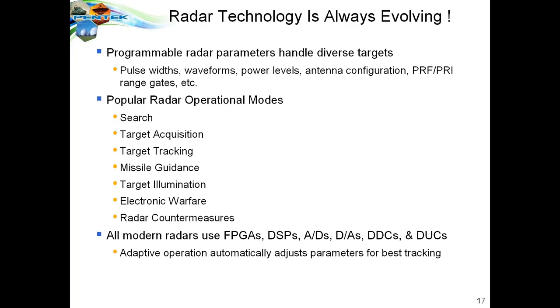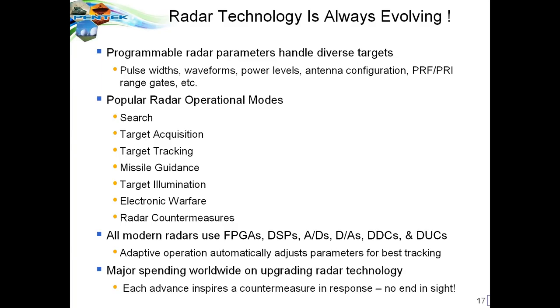But each of these modes can take advantage of new technology for FPGAs, DSPs, A to Ds and D to A converters, digital up converters and down converters. And you can also have these different devices adapt to changing conditions so you can do a better job of tracking. And with the programmability of these features and with digital signal processing, you can track targets and adjust the parameters to give you the best target tracking operation for a particular application.